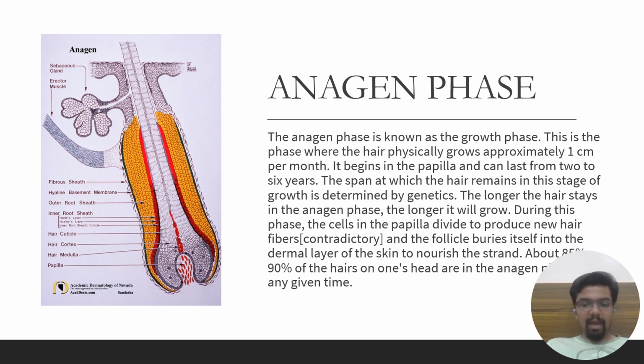It begins with the papilla and lasts from 2 to 6 years. The span for which the hair remains in this growth stage is determined only by genetics. The longer the hair stays in the anagen phase, the longer it will grow. During this phase, the cells in the papilla divide to produce new hair fiber, and the follicle buries itself into the dermal layer of the skin to nourish the strand. Over 85% to 90% of the hair on one's head is in the anagen phase at any given point of time.